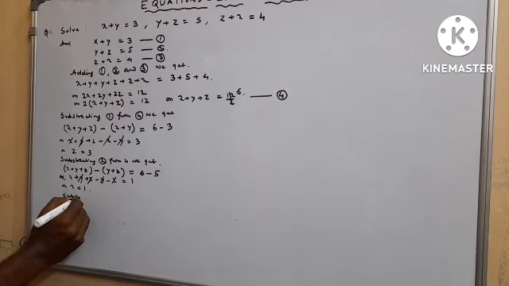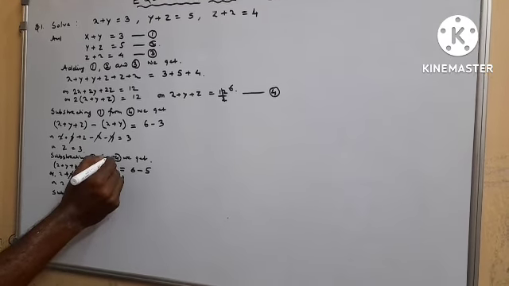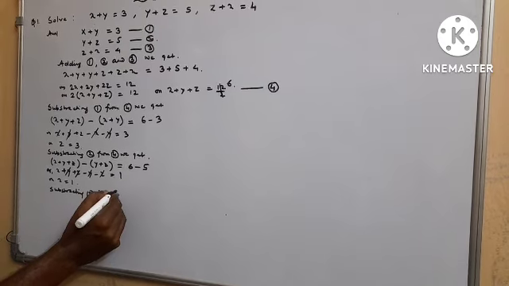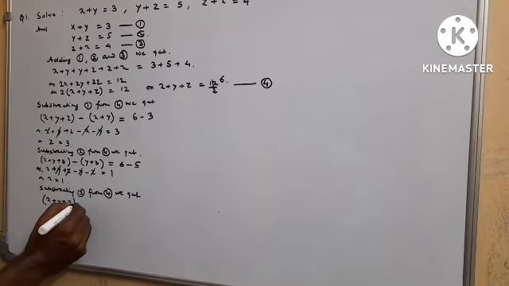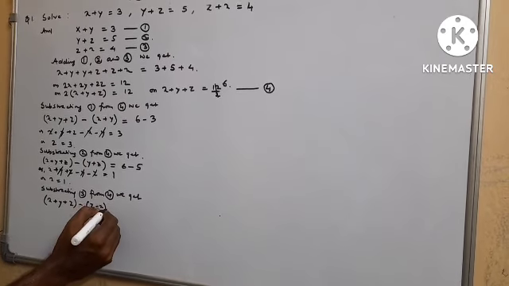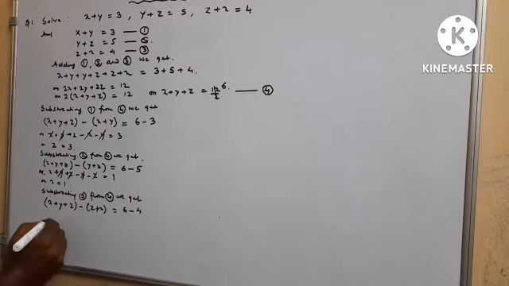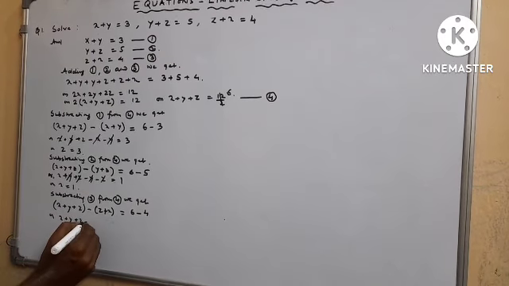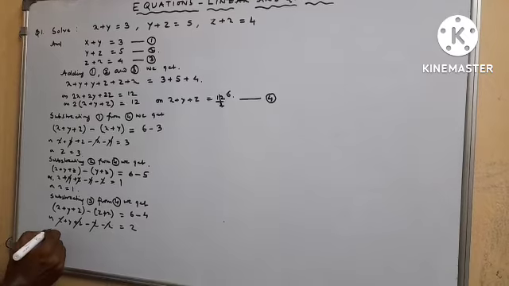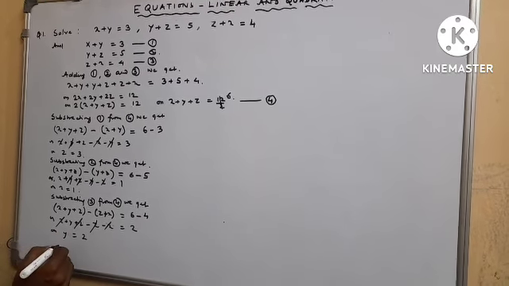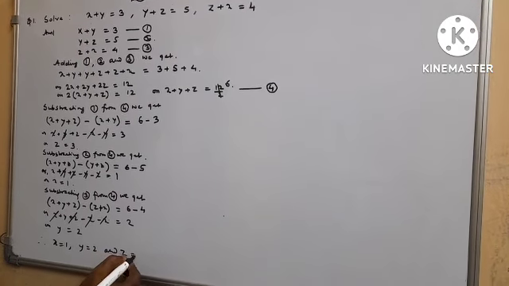Subtracting 3 from 4, we get: 4 is x plus y plus z, minus 3 which is z plus x, equals 6 minus 4. Or x plus y plus z minus z minus x equals 2. Plus z minus z cancel, plus x minus x cancel, and y equals 2. Therefore, x equals 1, y equals 2, and z equals 3. Answer.